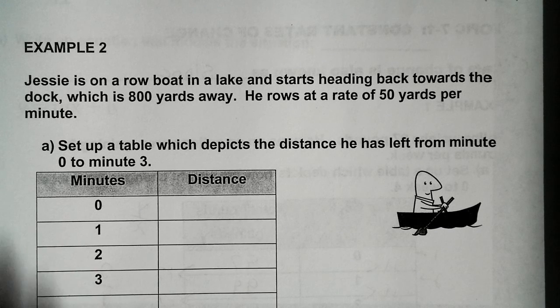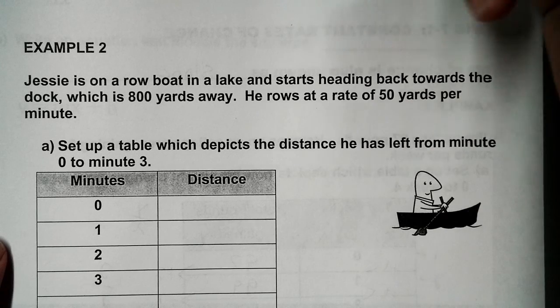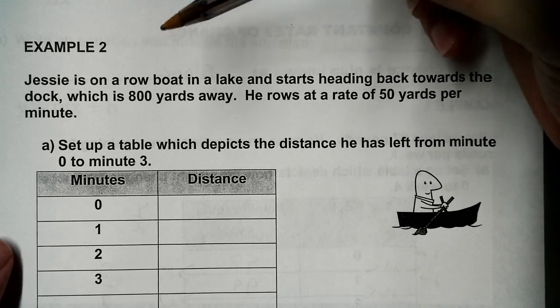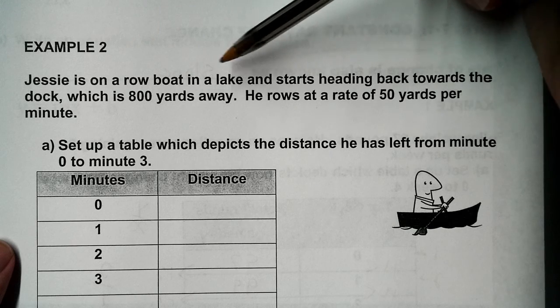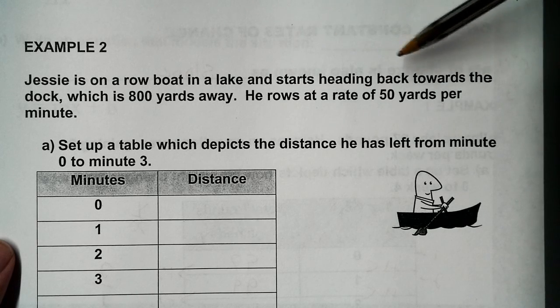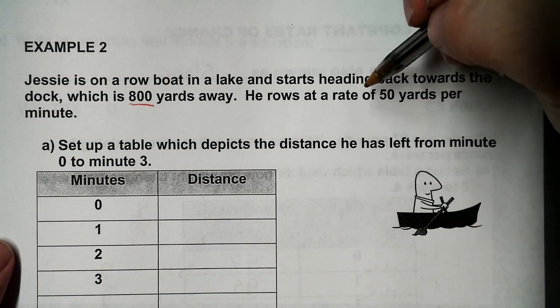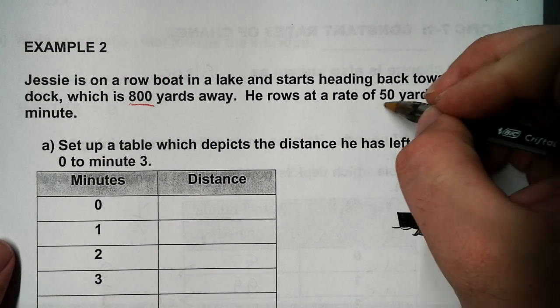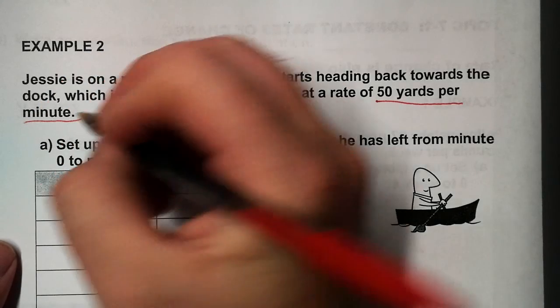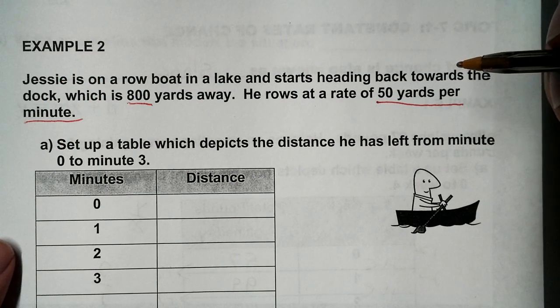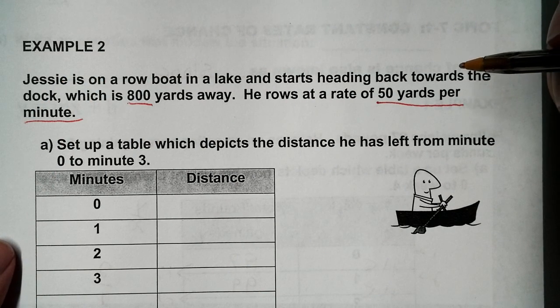Alright guys, now we're going to get into example 2. So let's read the question and information so we can see how to set up our table. It says Jesse is on a rowboat in a lake. It starts heading back towards the dock, which is 800 yards away. He rows at a rate of 50 yards per minute. Set up a table which depicts the distance he has left from minute 0 to minute 3.